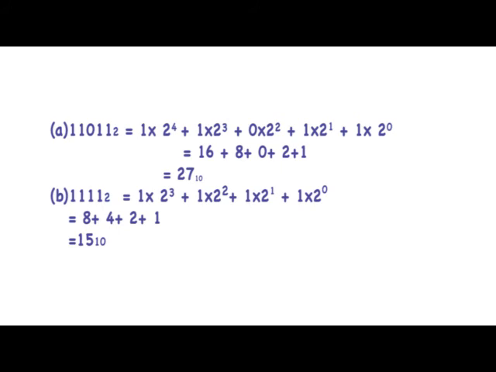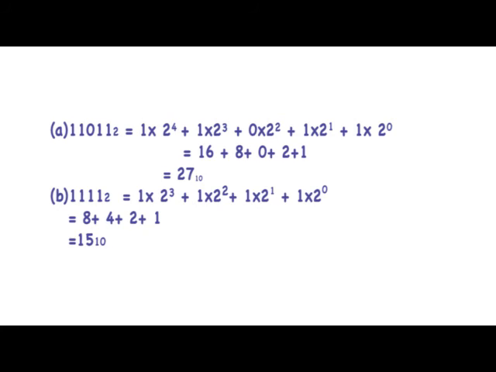So for the last one, which is 1111 base 2, the highest power of the base involved here is 3. So the first thing you write will be 1 times 2 raised to the power 3 plus 1 times 2 raised to the power 2 plus 1 times 2 raised to the power 1, then plus 1 times 2 raised to the power 0. So in all, you have 8 plus 4 plus 2 plus 1. If you add all this, you have 15 base 10.